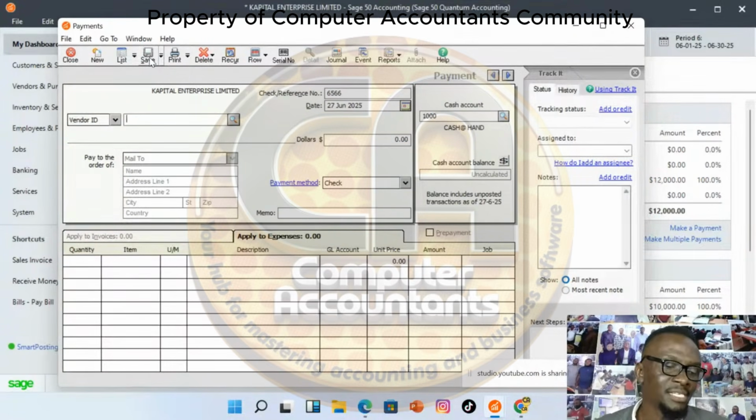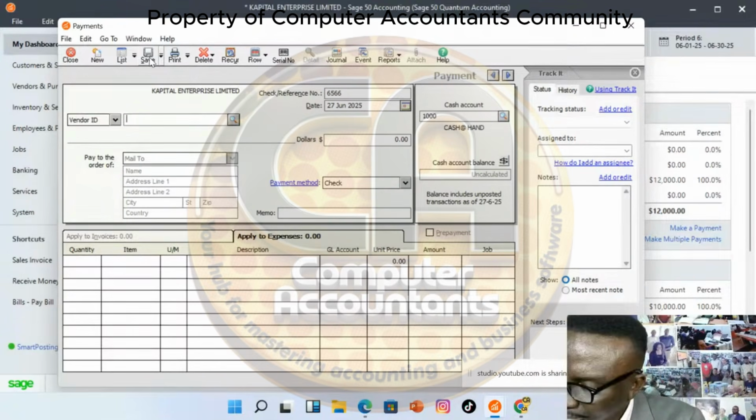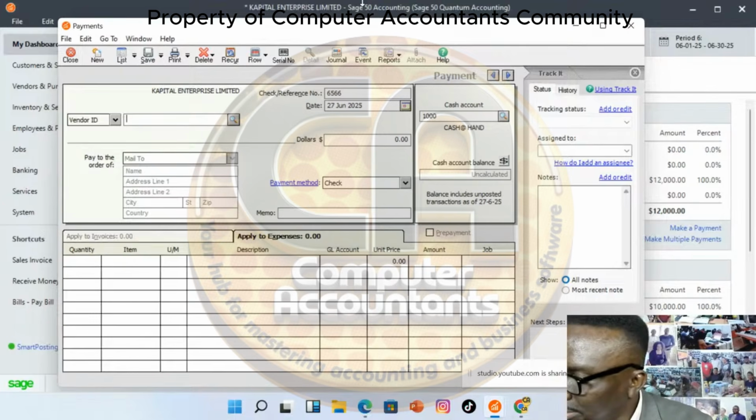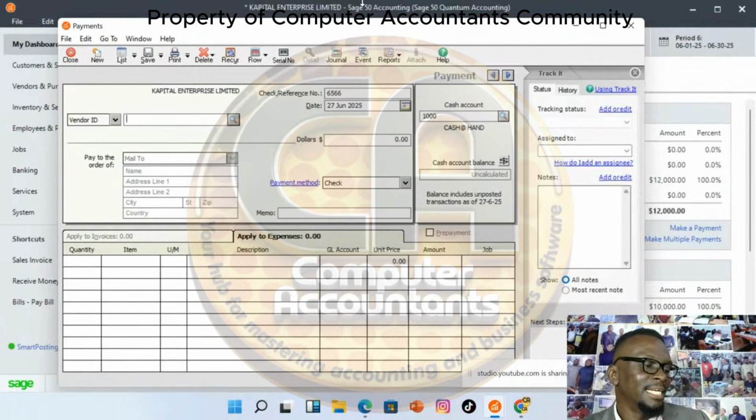Now a check of 65,000 was approved for March salary. 25,000 goes to Musa. Okay, then the other 20,000, and the 20,000 also to the last employee. So I shared it 25, 20, 20 for the 3 workers.